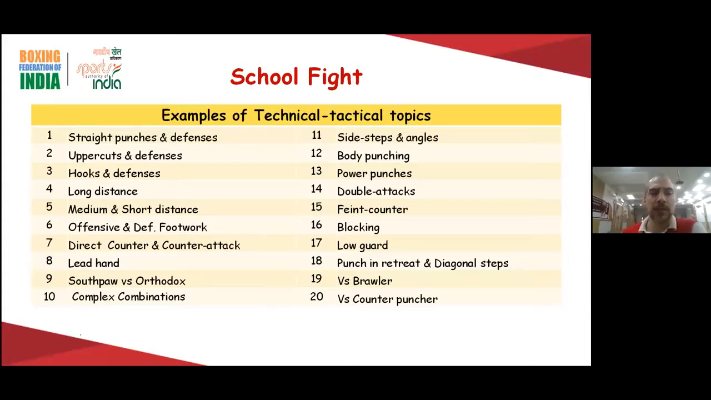Then maybe uppercuts and defense. And then we add the hooks. We work on long distance. And these subjects, in the beginning, one subject per week, or there may be 2 topics per week. When we are close to competition, we use one topic for maybe 2 to 3 sessions, or some short topic maybe only for 1 session. In the beginning, the topics are more technical, and the closer we come to the competition, they are more free and more tactical.